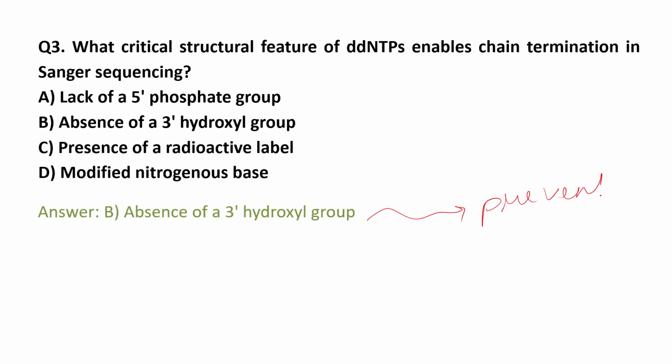the formation of a phosphodiester bond with the next nucleotide, halting DNA chain elongation. This property is critical for generating DNA fragments of varying lengths, which are then analyzed to determine the DNA sequence. So the answer is absence of a 3 prime hydroxyl group.